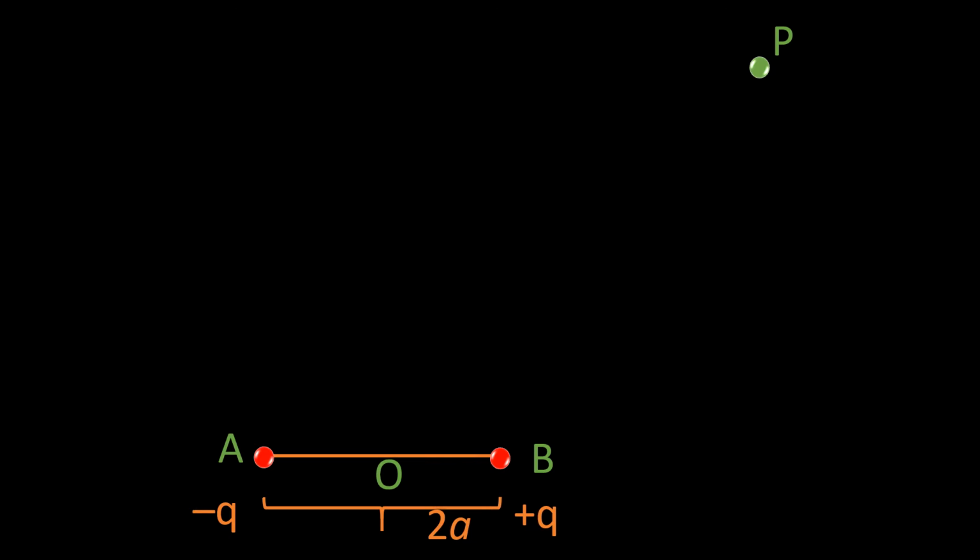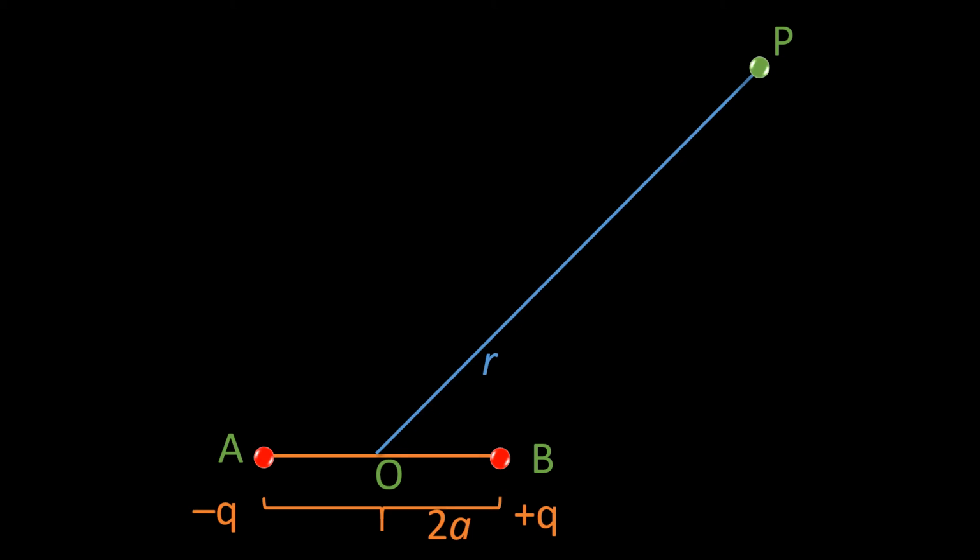Where is point P? Let it be at distance r from the center of the dipole. Whenever you find out electric field or potential of a dipole, it is always measured from the center of the dipole. So let us consider that point P is at distance r from the center of the dipole.